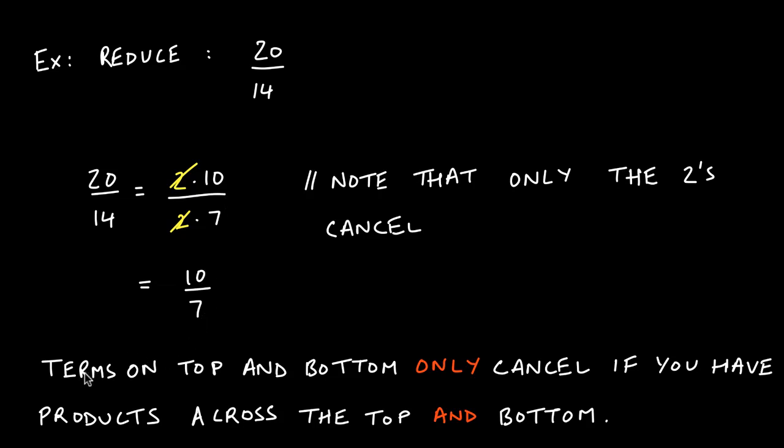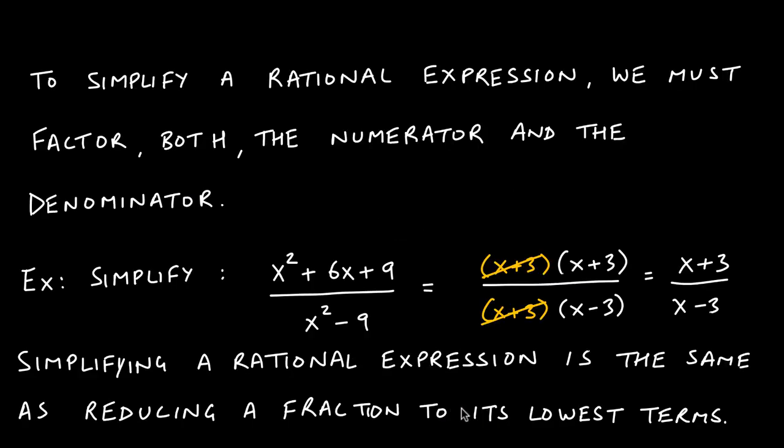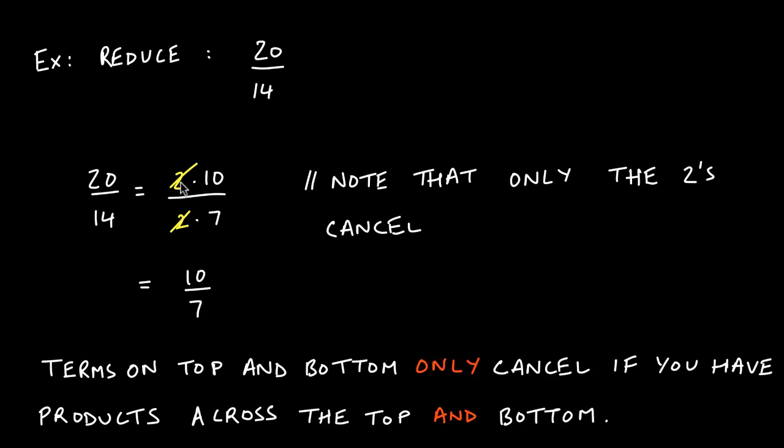So you can see that the terms on top and bottom only cancel if you have products across the top and bottom. I wrote these words in red because I need to make sure you understand and internalize this. The only reason we were allowed to cancel x plus 3 on top with x plus 3 on the bottom is because these terms were being multiplied across the top and across the bottom. So if there were a plus sign in the middle, if it were x plus 3 plus x plus 3, we could not cancel these two terms out. In order to cancel something on top with something on the bottom, we have to have a product in the middle.